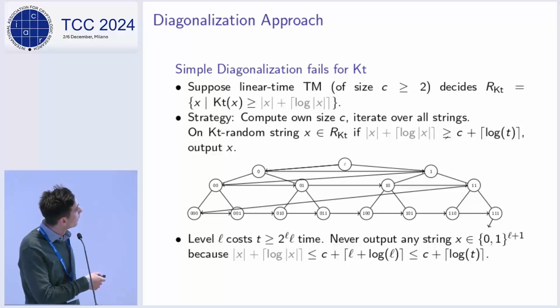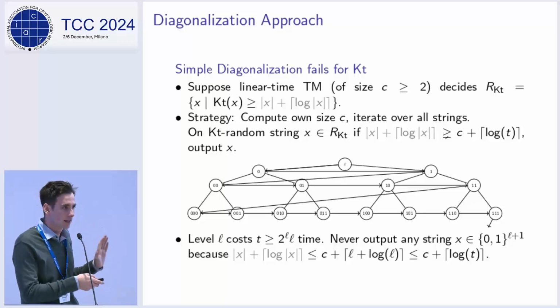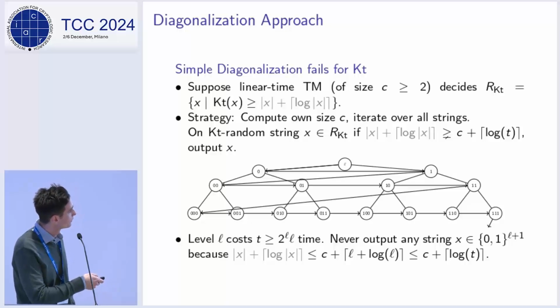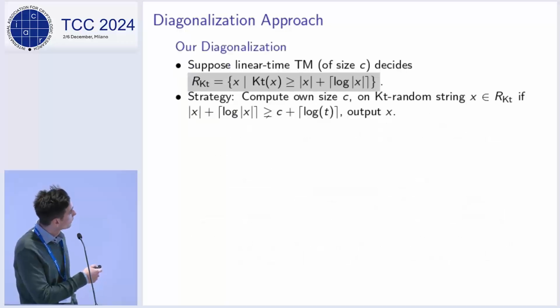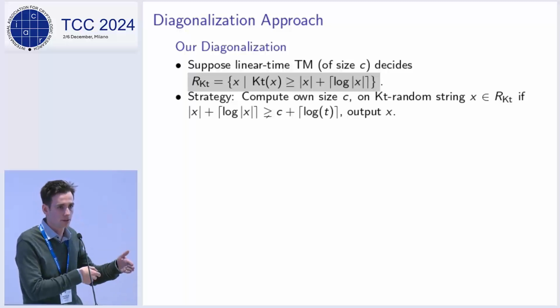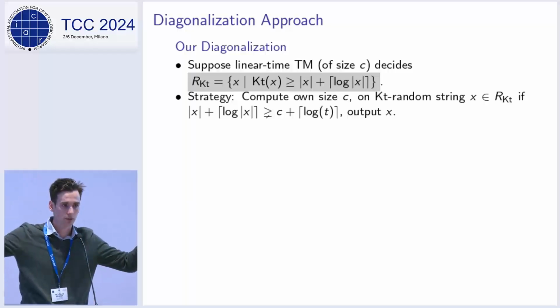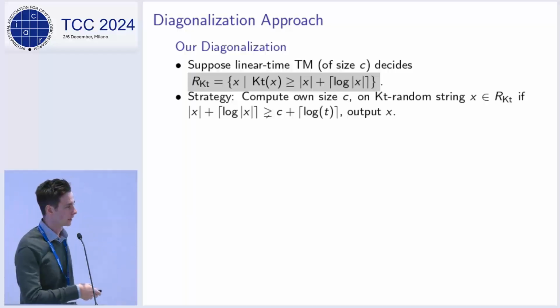Okay, so I'll give you a sneak peek into the actual diagonalization strategy that is used in the paper. We assume that there's a linear time TM against RKT. And now what we do is, if we are at a KT random string, which are denoted here in gray, then we go to the left child. So we just append a 0. And if we are at a non-KT random string, here denoted in white, we just go to the next value in the binary tree. So we take the integer value, add 1, and then convert it back into binary.